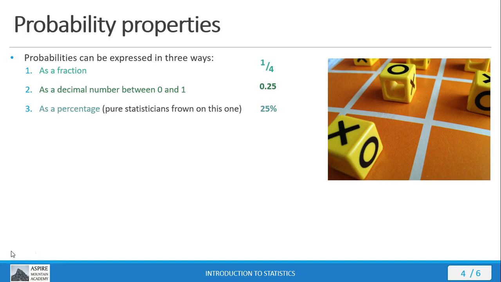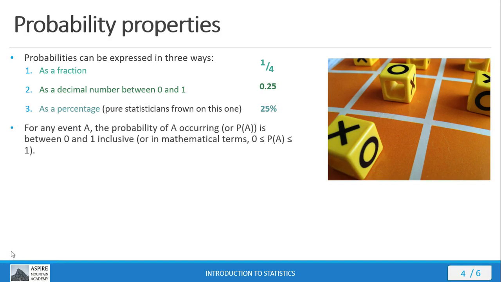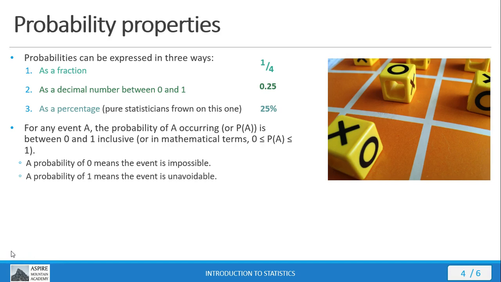Now, for any event A, the probability of A occurring is between 0 and 1 inclusive, which means it can be 0, 1, or any number in between. Keep in mind that if we're at the extremes of that range, the probability then has a special significance. If our probability is 0, that means the event is impossible. It cannot happen. There's absolutely no way for it to occur. On the flip side, if we have a probability of 1, that means we can't stop the event from occurring. It's unavoidable. It's an absolute certainty.